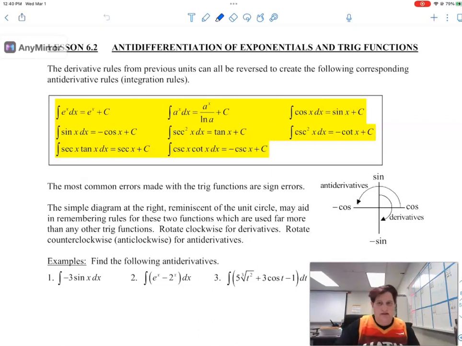Okay guys, so this lesson is all about taking the integrals of exponential and trig functions. And guess what? If you know your derivatives, you know your integrals, all right? If you do not know your derivatives, I'm going to ask you to go ahead and learn those so that we can also learn our integrals, okay?